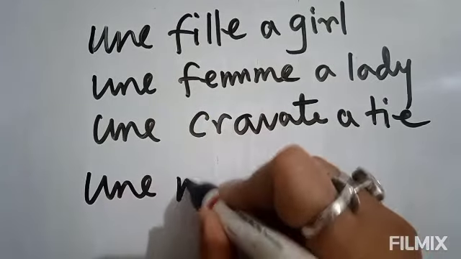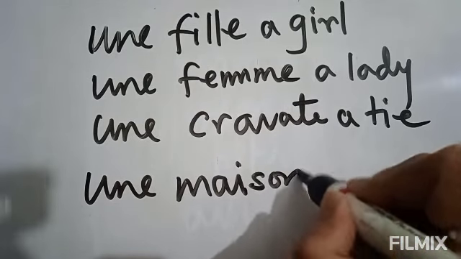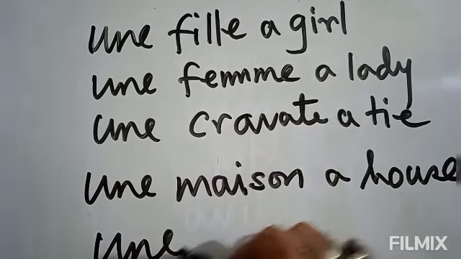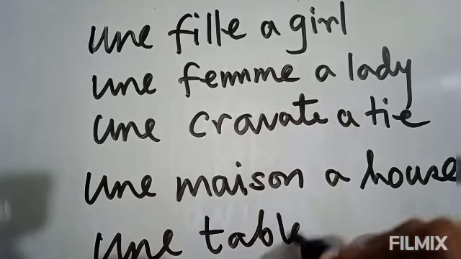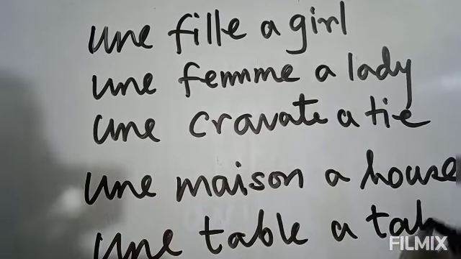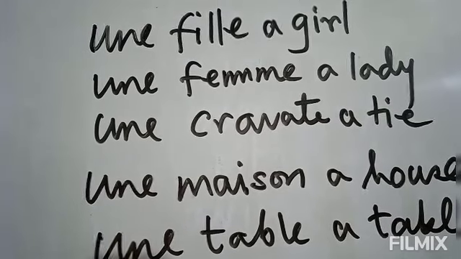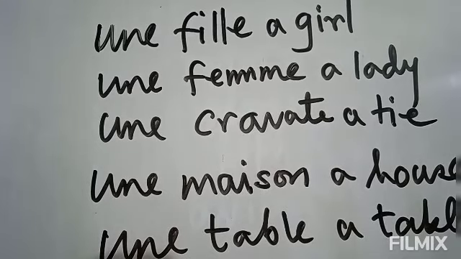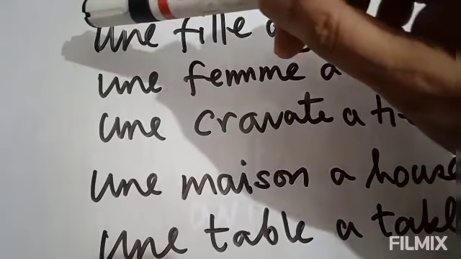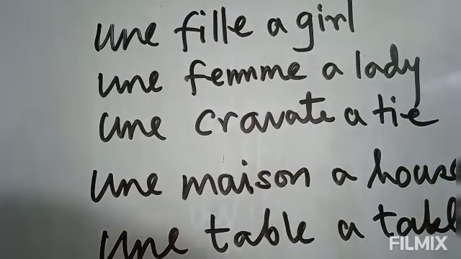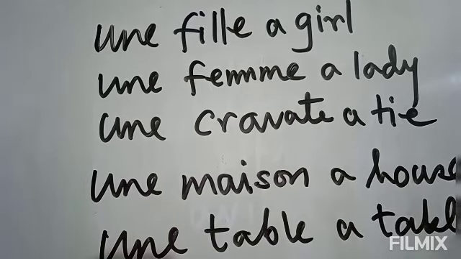Une maison, a house. Une table, a table. These are feminine category. All these words I have given belong to feminine categories, and so I have used the second one, une, the indefinite article of feminine singular number. Please take down in your copy.